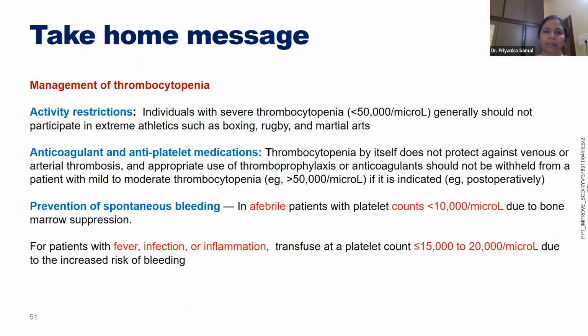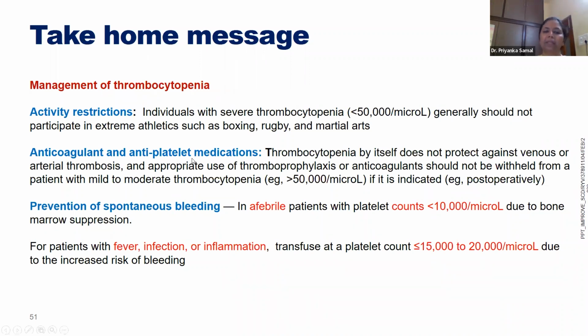So I think we will now be closing our discussions, and the take-home message for today's class. For management of thrombocytopenia, activity has to be restricted only when the patients are going for extreme athletic sports like boxing, rugby, and martial arts. But they should be allowed to carry out normal day-to-day activities and other sports like swimming, cycling, and all.